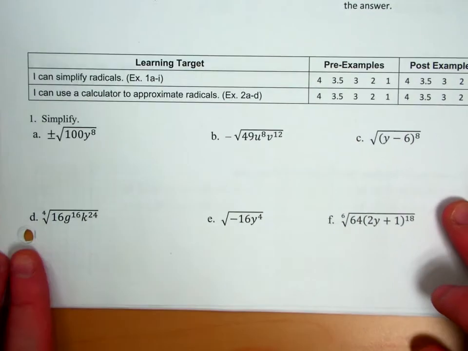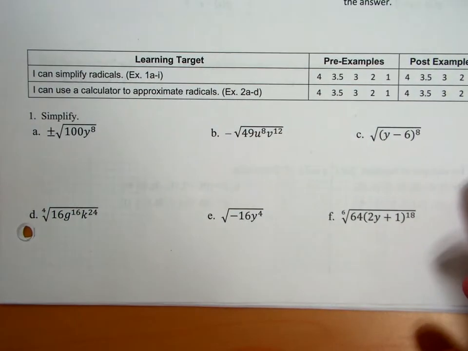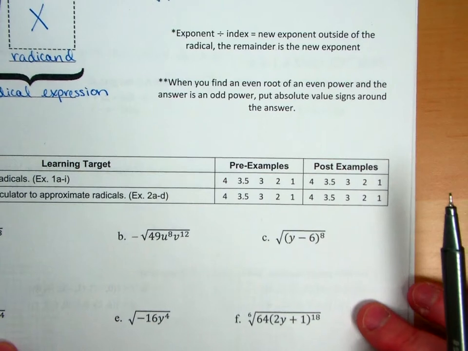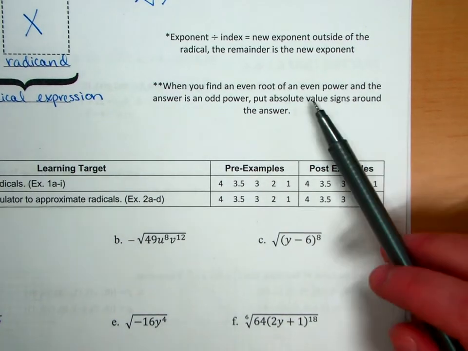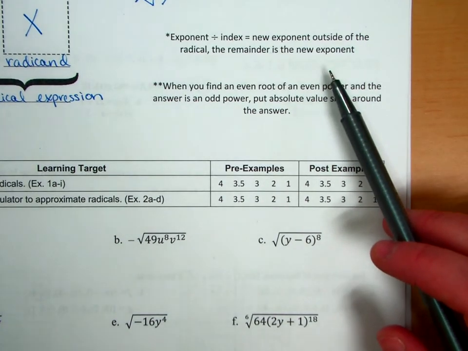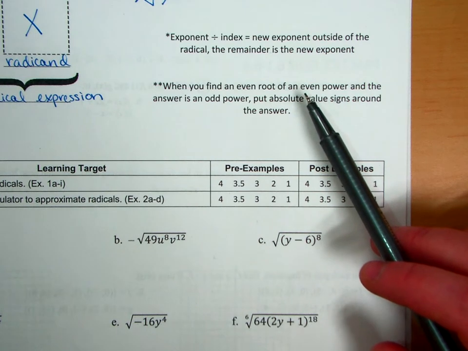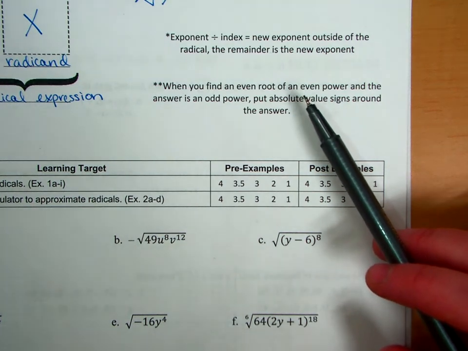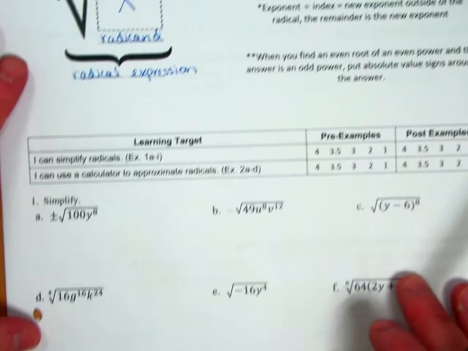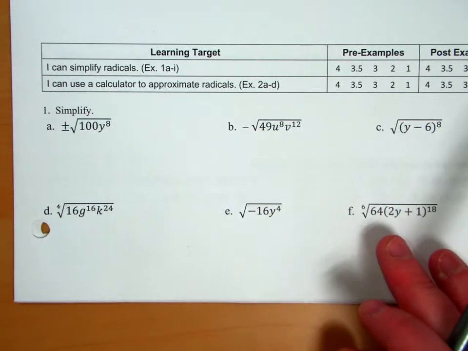So simplifying. Really quick, if you have an exponent divided by the index, it equals your new exponent outside the radical. The remainder is the new exponent. If you find an even root of an even power, the answer is an odd power. You must put the absolute value bars. Okay. So with that, we're going to look at these numbers.